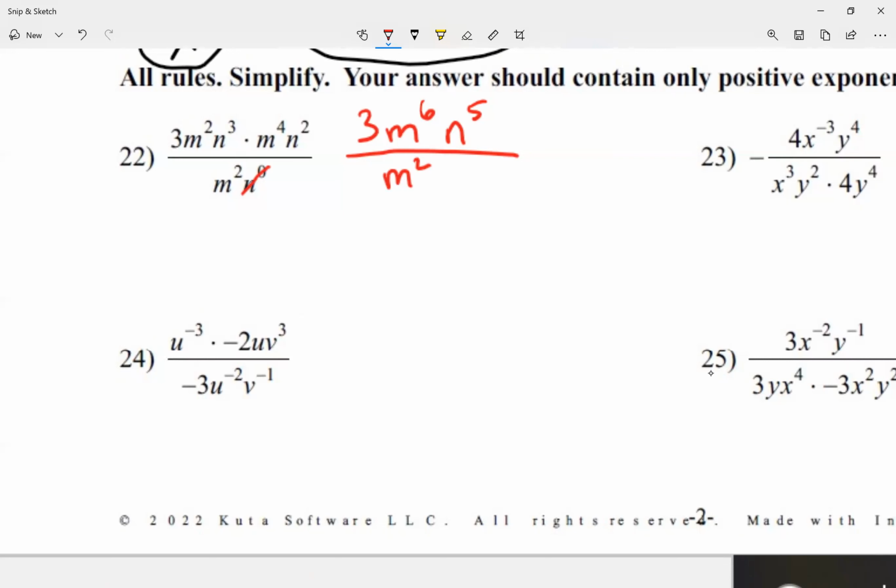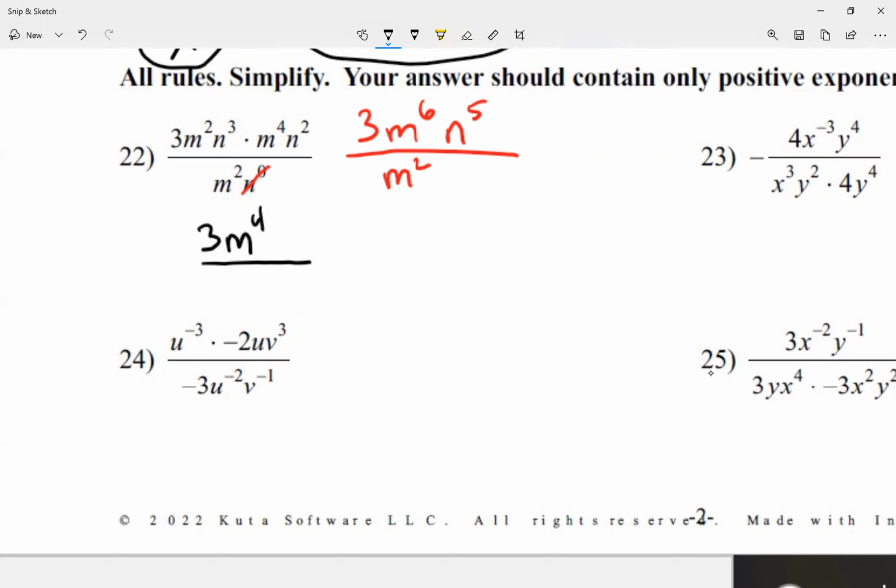All right, let me simplify this. Again, I'm expecting a fraction, so I'm going to draw a fraction bar. Numbers-wise, there's a 3 on the top. When it comes to m, I get m to the 4 on the top.